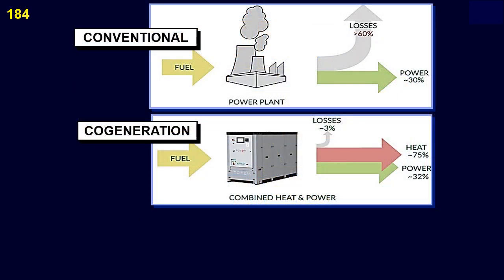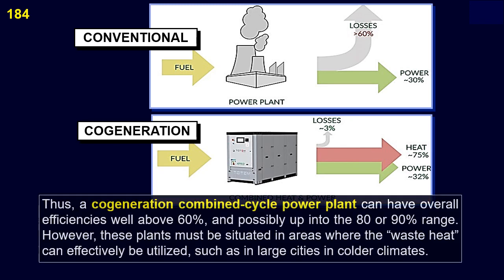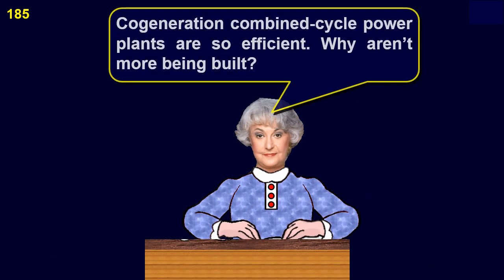Thus, a cogeneration combined cycle power plant can have overall efficiencies well above 60%, and possibly up into the 80 or 90% range. However, these plants must be situated in areas where the waste heat can effectively be utilized, such as in large cities in colder climates. Cogeneration combined cycle power plants are so efficient. Why aren't more being built?